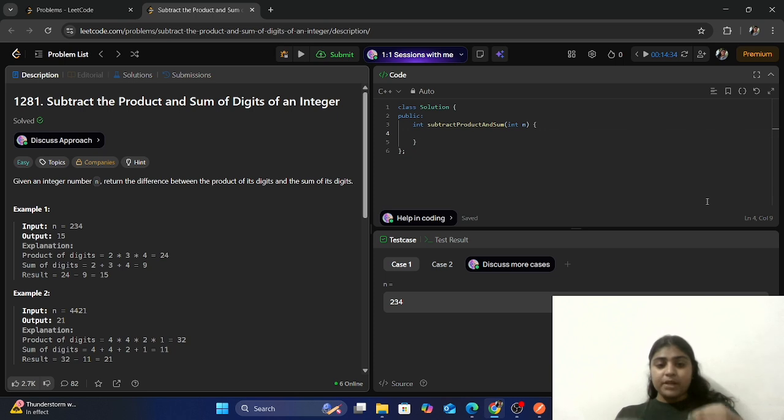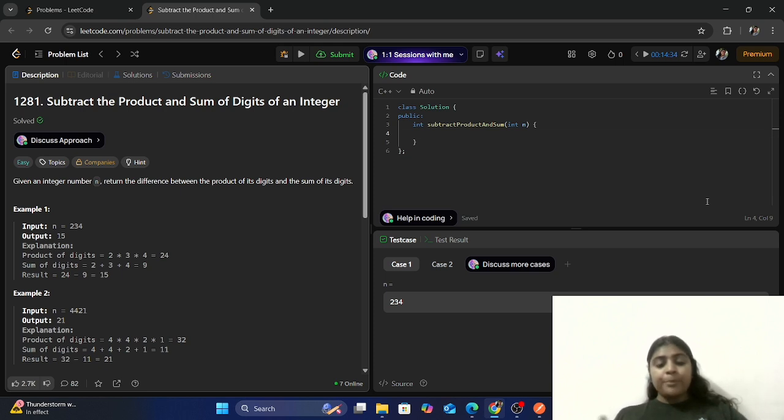For example, if n is equal to 234, the digits are 2, 3 and 4. So the product, 2 times 3 times 4, is 24 and the sum is 9. So the result will be the product minus the sum. The product was 24 minus the sum, that is 9. So 24 minus 9 is 15. So the output for n equal to 234 should be 15.